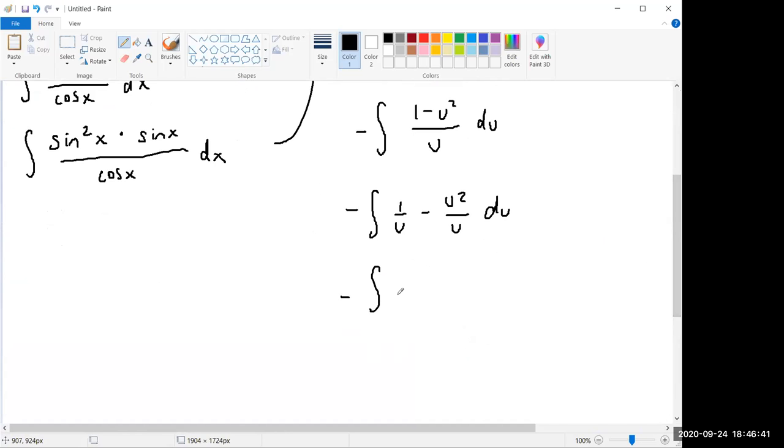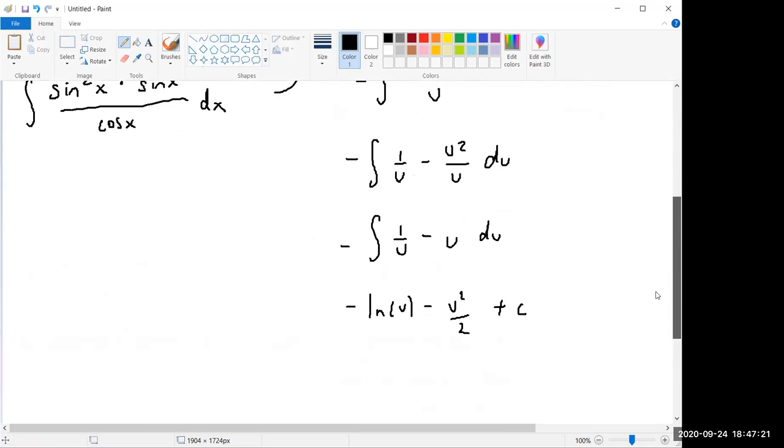So then rewriting again, this is u to the negative 1 power. And then this is, actually we didn't even need to rewrite that. This part is just u du. So integral of 1 over u, do you guys remember what that is? ln of u? Yeah. Minus integral of u is u squared over 2. Okay. Plus c.